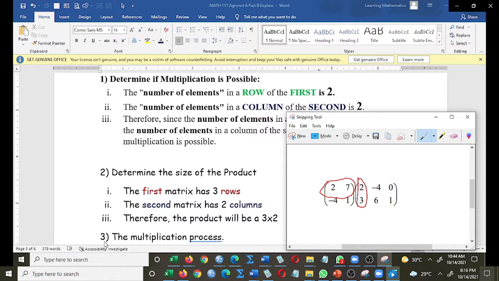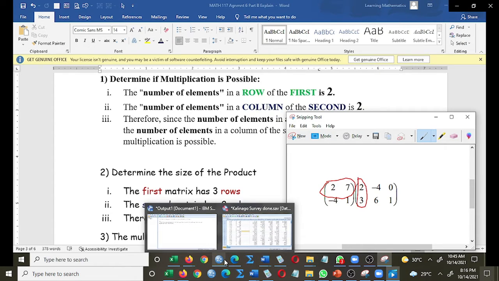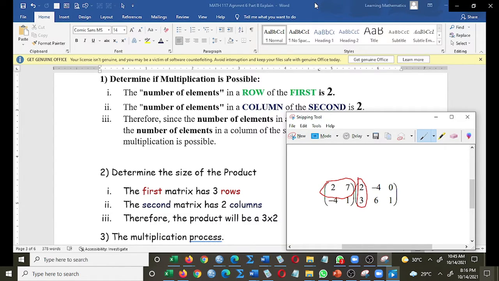So one more time. What will be the size of the product? The first matrix has two rows, and the second matrix has three columns. Right. So what will be the product? 2 by 3. Exactly. There are two rows in the first matrix, and the second matrix has 3 columns.